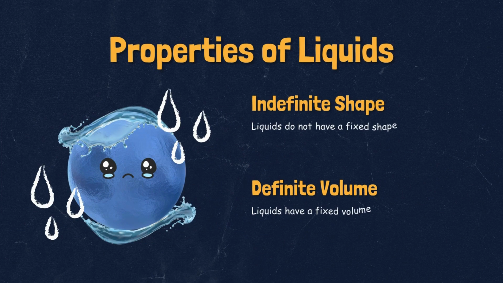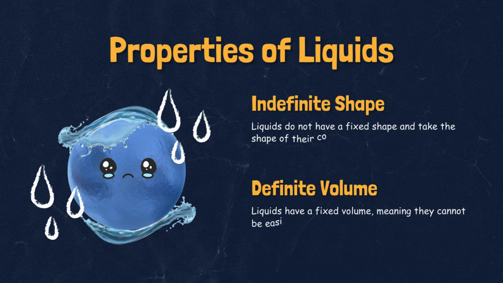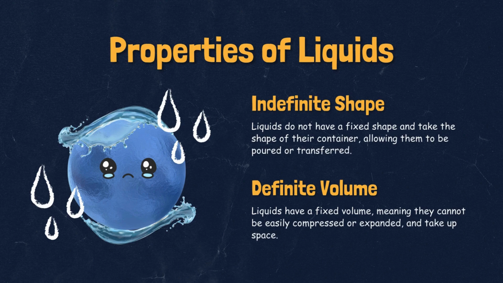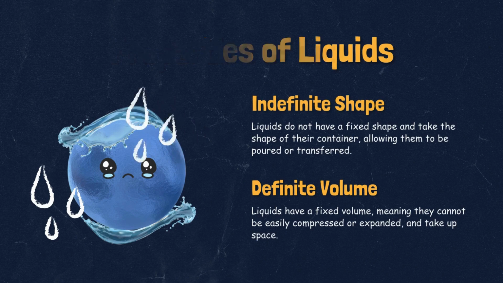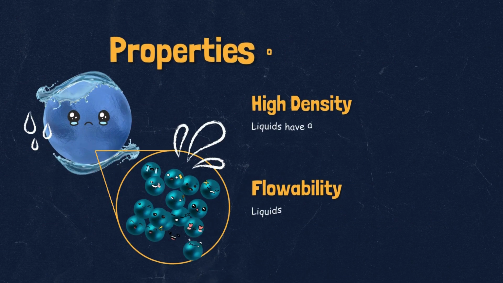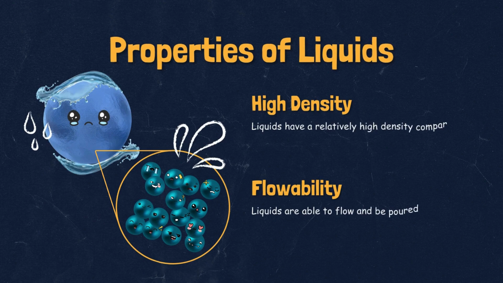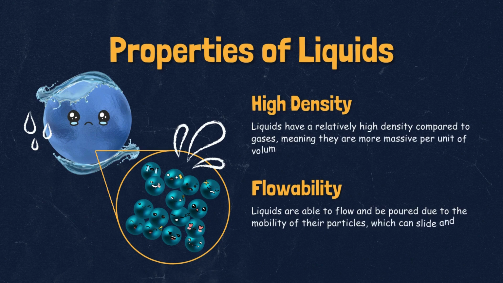Properties of liquids: indefinite shape. Liquids do not have a fixed shape and take the shape of their container, allowing them to be poured or transferred. Definite volume. Liquids have a fixed volume, meaning they cannot be easily compressed or expanded, and take up space. High density. Liquids have a relatively high density compared to gases, meaning they are more massive per unit of volume.